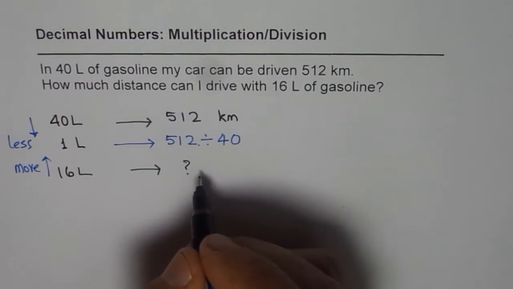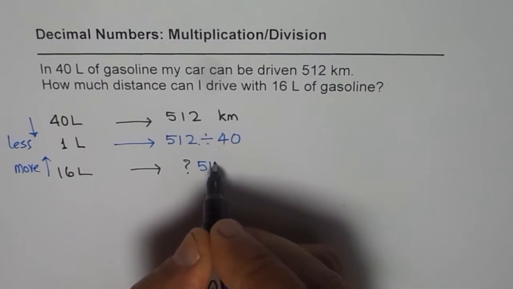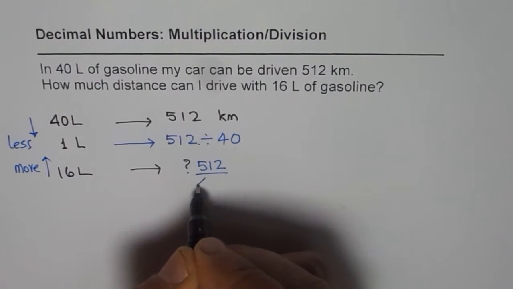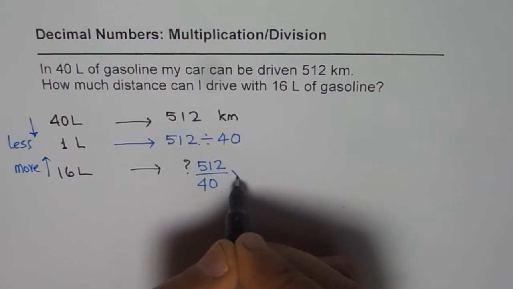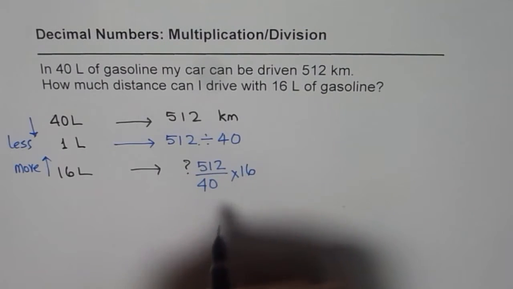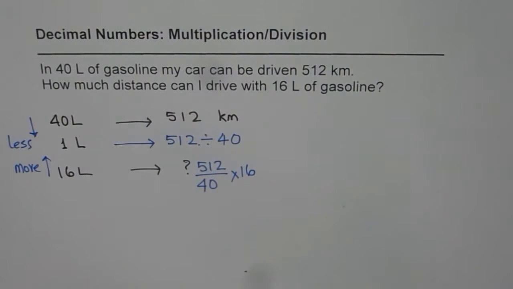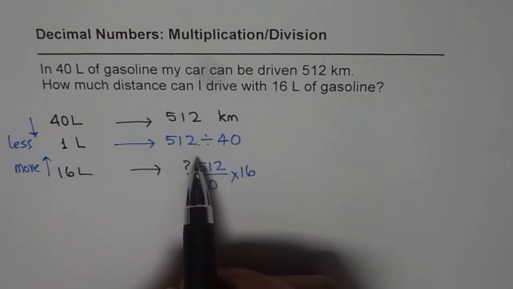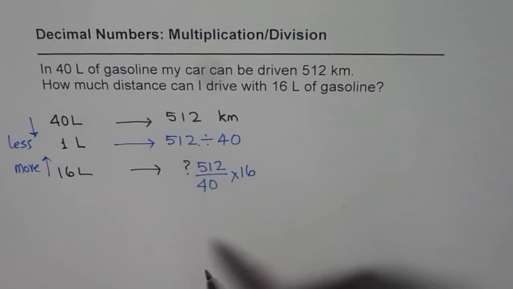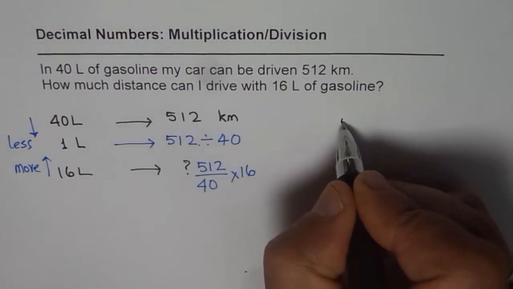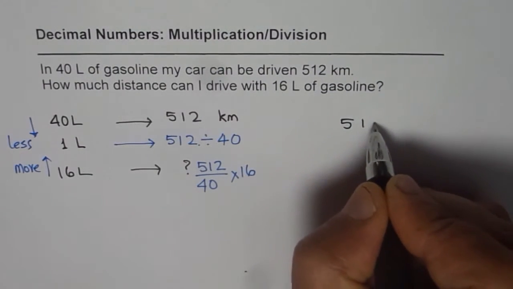Let me write it down. It should be 512. First you divide by 40 and then you multiply by 16, right? So that is how it is going to be. So we will do it in steps. There are different ways of doing it, but we're just learning how to multiply and divide at present. Let us now understand how to divide with a 2-digit number. This one is kind of simpler, but still it gives you the strategy.